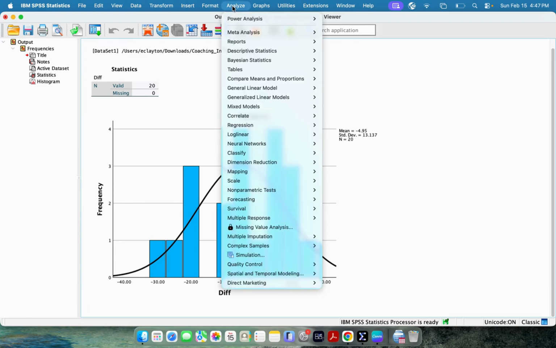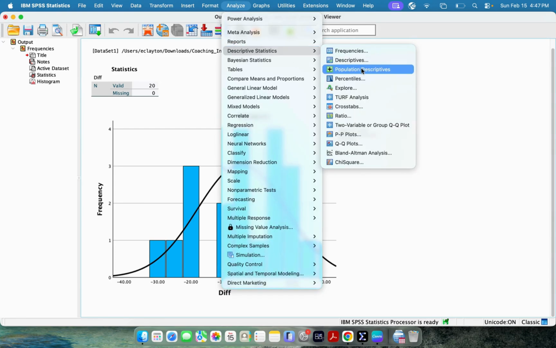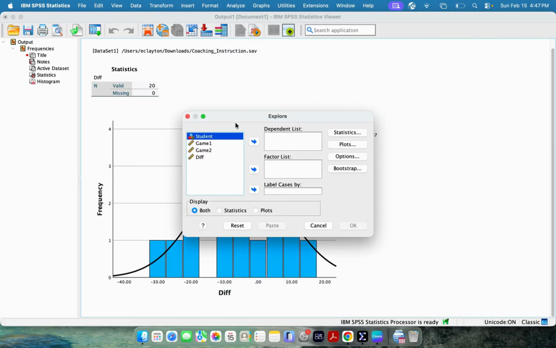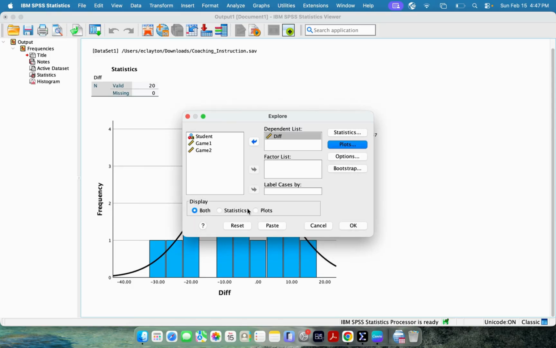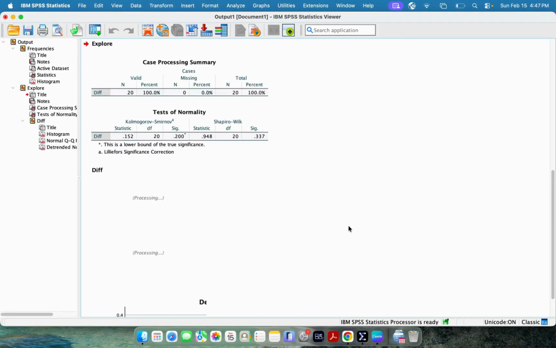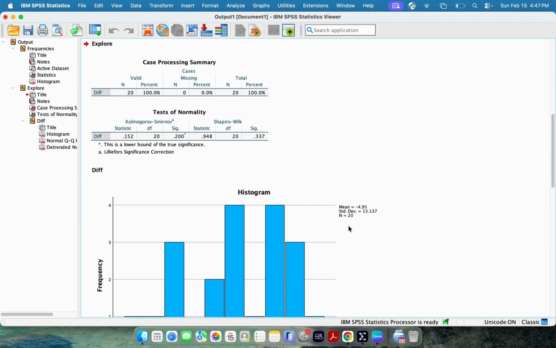I'm going to go to Analyze, Descriptive Statistics, and Explore. My dependent is going to be the difference, and I'm going to choose Plots. I want a histogram, not a stem and leaf. I do want normality, and I don't want a box plot. I'm going to click Continue. Display the plots. Click OK.